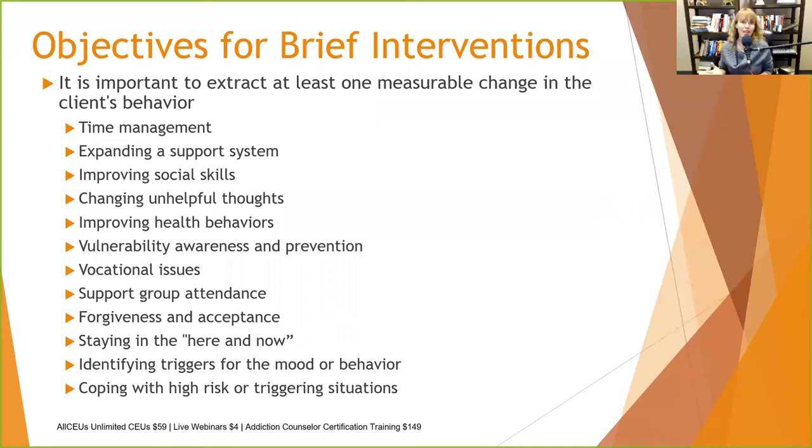And then the ones they can't prevent, like cloudy days, how do you mitigate that? Can you get bright light therapy? What can you do so it doesn't weigh on you as much? Vocational issues, we spend a lot of time at work. So one thing you may look at is helping people figure out how they can be happier at work. Encourage support group attendance. Have them look at the concepts of forgiveness and acceptance if they tend to be very resentful and angry at the world.